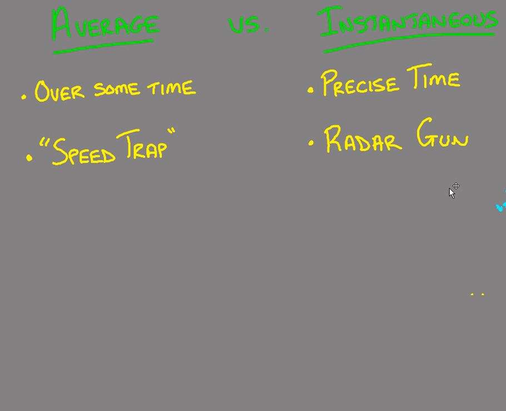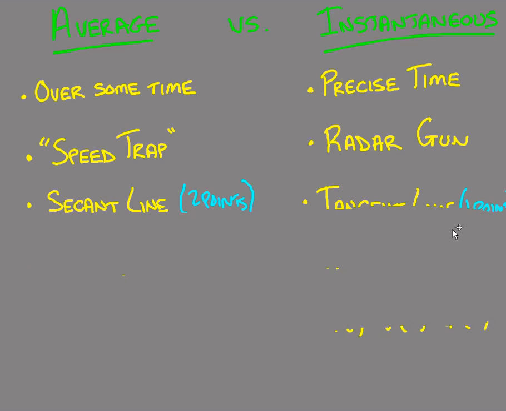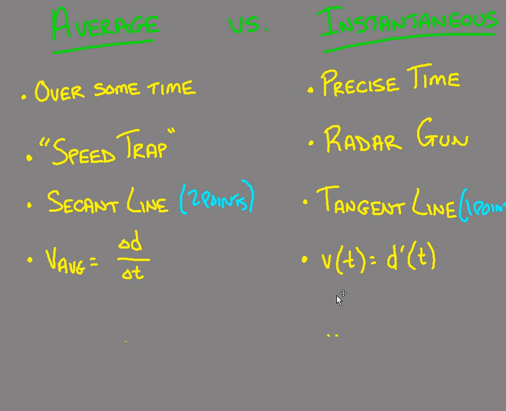Instantaneous would be like if I pulled out a radar gun to see how fast you were going at any one specific time. So that means an average velocity, if we go with what we did in the past, is a secant line. Instantaneous is more of a tangent line. For the average velocity, I'm looking at the change in distance over the change in time. If I want instantaneous, I should be looking at a specific point, finding the derivative, and we can do a derivative function to find a velocity function.